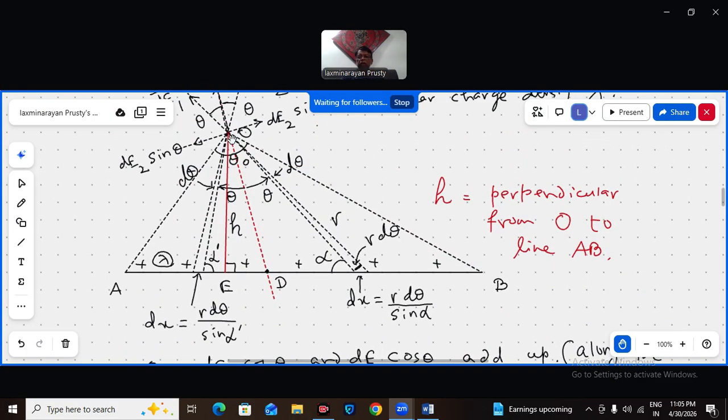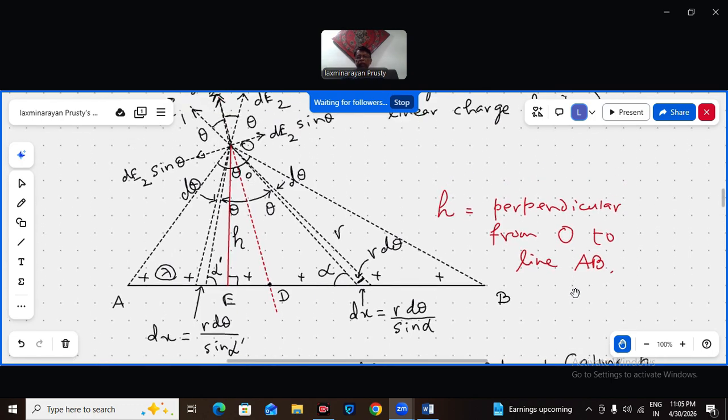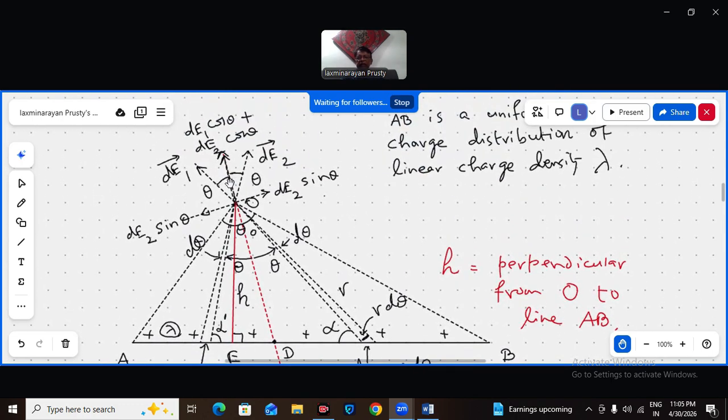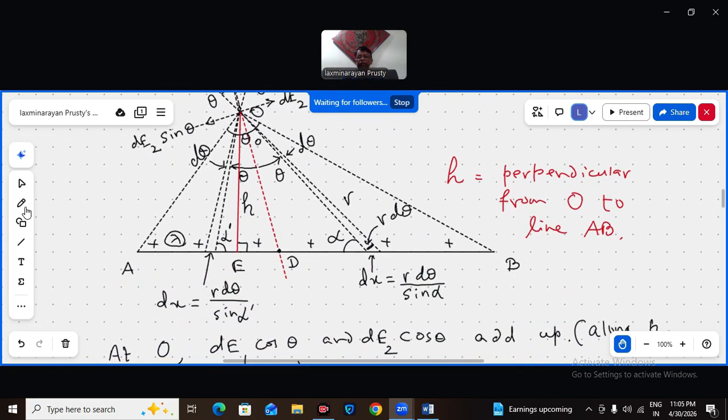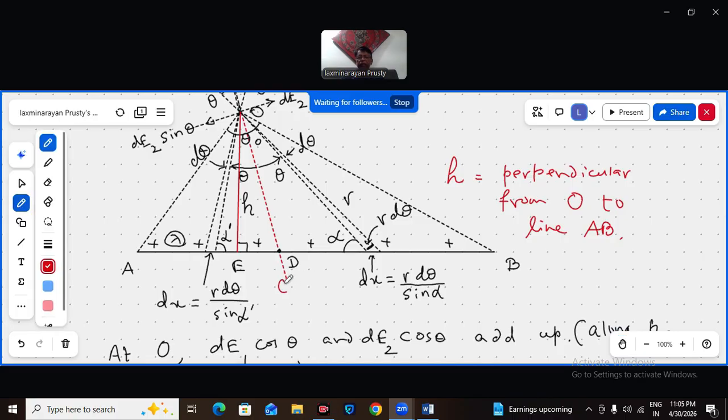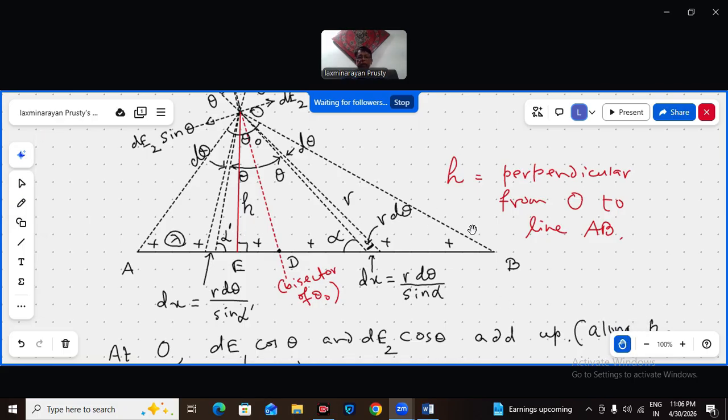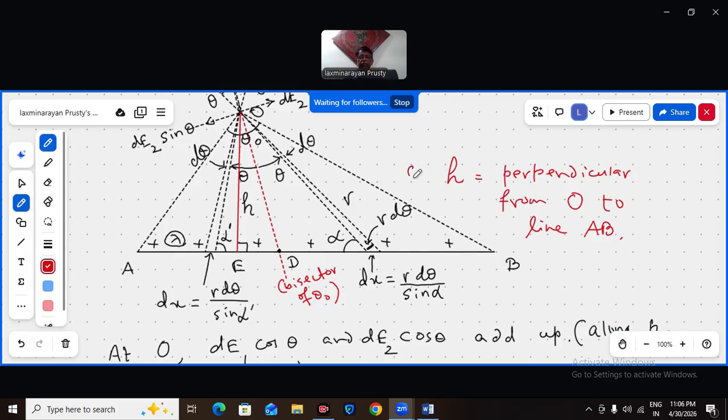OE is the perpendicular from O to the line AB. And the bisector of this theta naught is this dotted red line. This is the bisector of theta naught. H is the perpendicular, that is O to E, OE. Here also I should write.